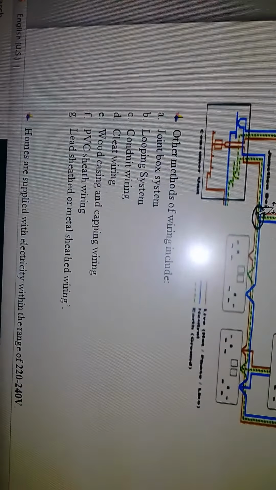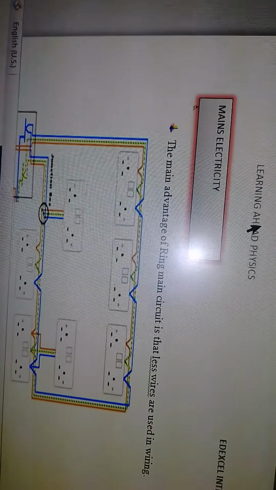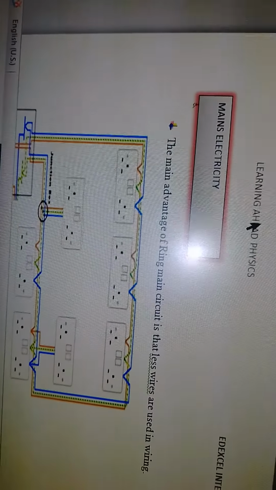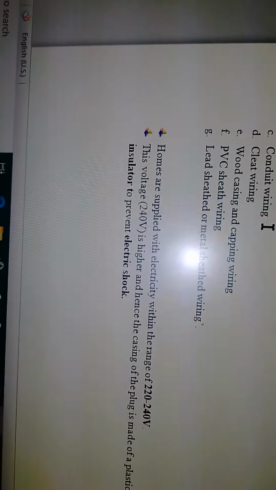This is just other examples of circuits that continue to exist. In homes, we actually prefer the ring circuit because it takes less wires. So most of our homes are wired in ring mains circuit. The main advantage of ring main circuit is that less wires are used in wiring. Easy peasy. Now let's continue here.